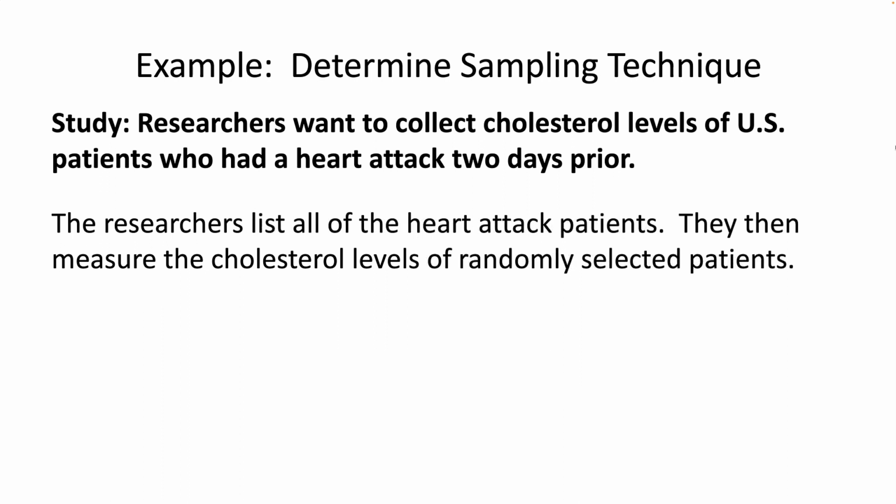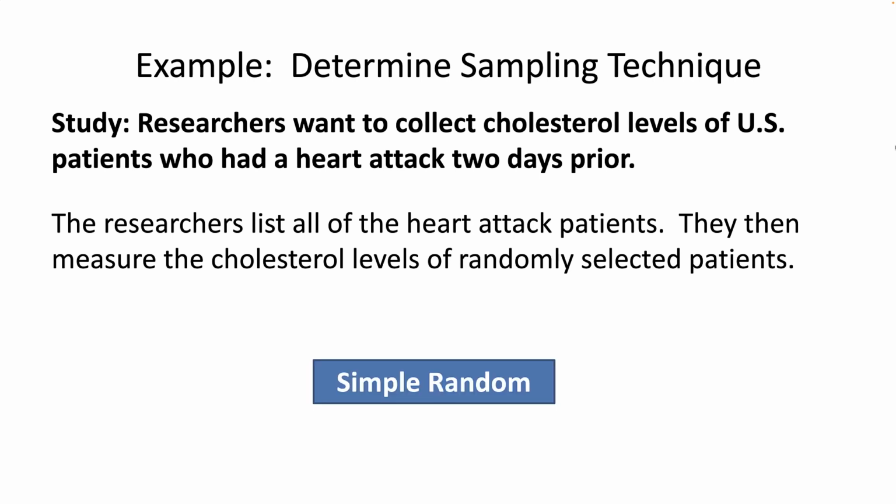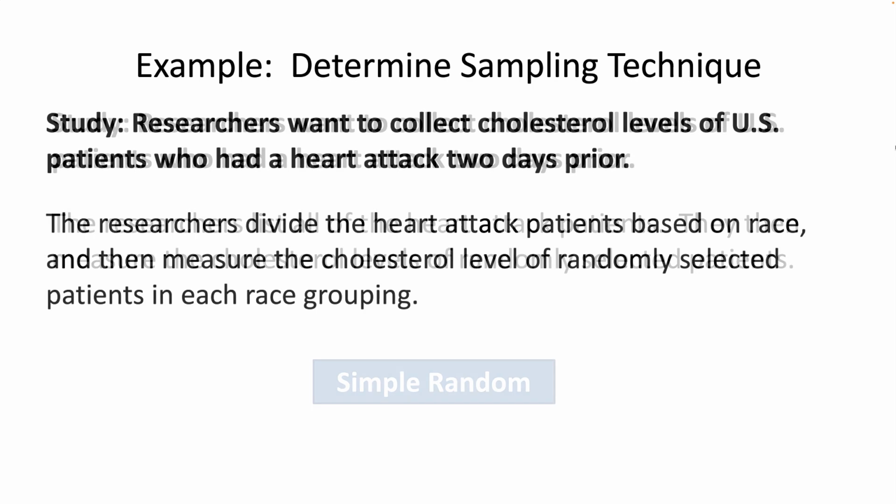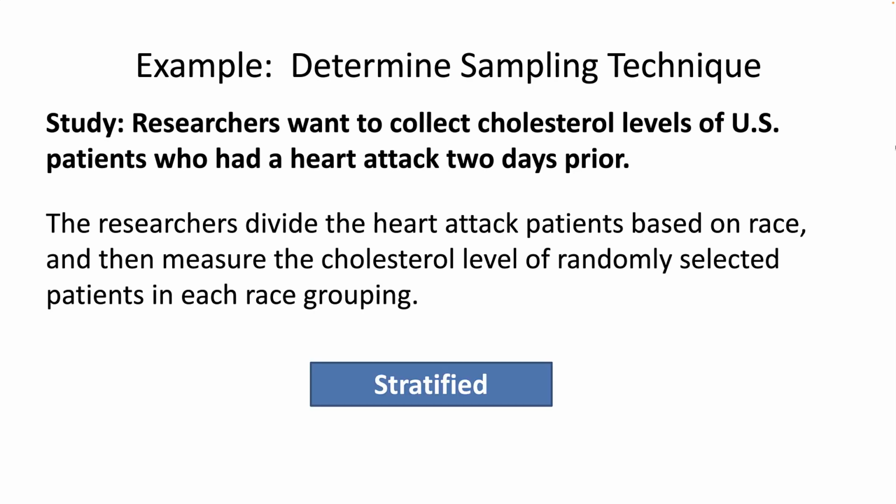What if the researchers list all of the heart attack patients? Then they measure the cholesterol levels of randomly selected patients. This would be just a simple random sample. What if the researchers divide the heart attack patients based on race and then measure the cholesterol level of randomly selected patients in each race grouping? So this would be a few patients from all groups. This is a stratified sample.